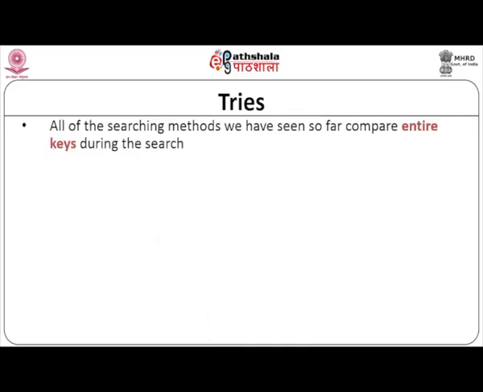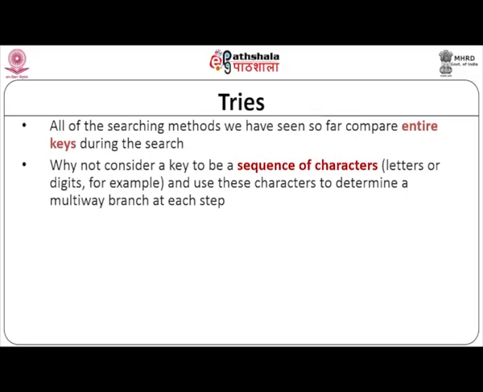So, what we are trying to say is that all the searching methods of trees, balanced trees, whatever we have seen so far, compare entire keys during the search. So, that is what we have looked at up to now. So, now why not consider a key to be a sequence of characters, letters or digits for example, and use these characters to determine a multi-way branching at each step. So, now we are looking at a key not as a whole key, but as a sequence of characters, and we are going to use these characters to determine the multi-way branching, not the alphabetic order alone.